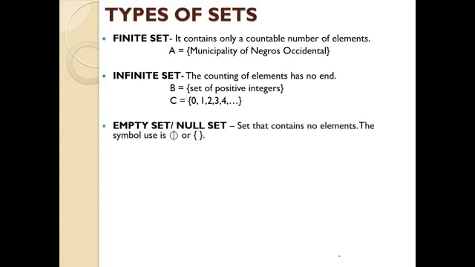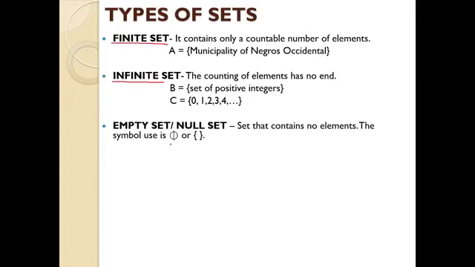An empty set or a null set. So take note, in an infinite set, the elements cannot be counted because it continues infinitely. It's impossible for you to count that. In a finite set, the elements are countable. An empty set or a null set is a set that contains no elements.